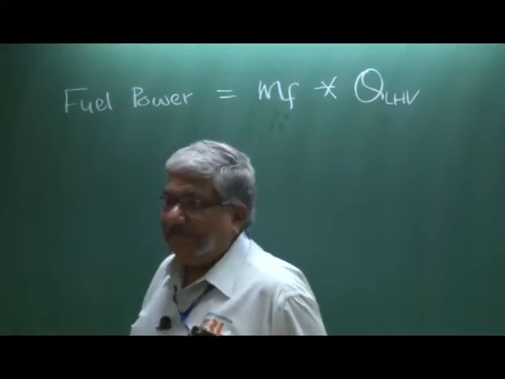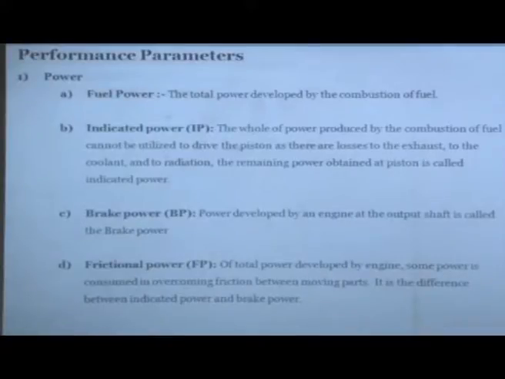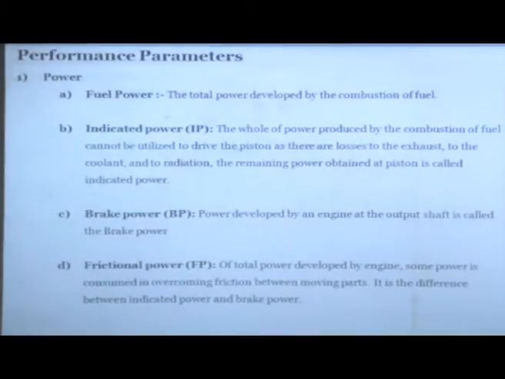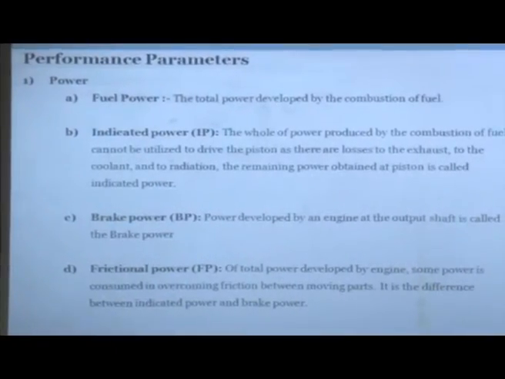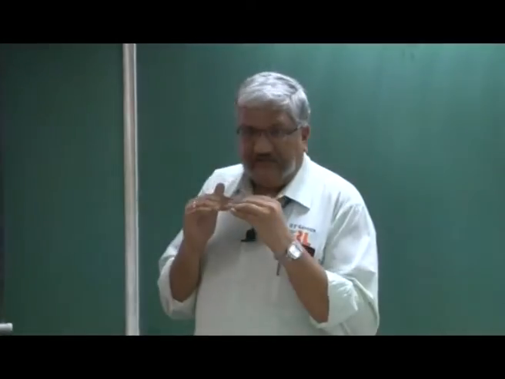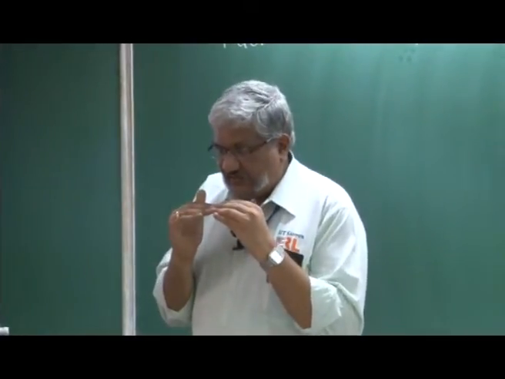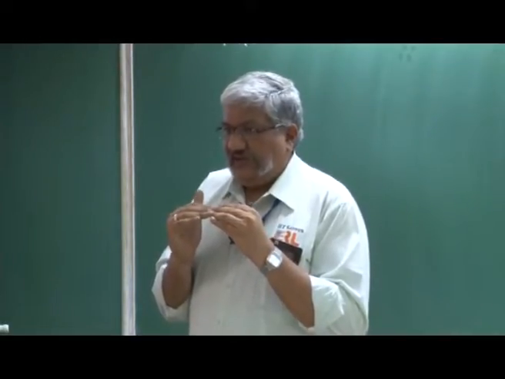Indicated power: now you have this fuel, and this fuel is burning in the engine. So as I said, the fuel-air mixture burns in the combustion chamber. It produces high pressure and high temperature conditions which push the piston. So what is the first interface where the power is transferred to the engine? It is the piston. Whatever power is available at the piston is called indicated power.